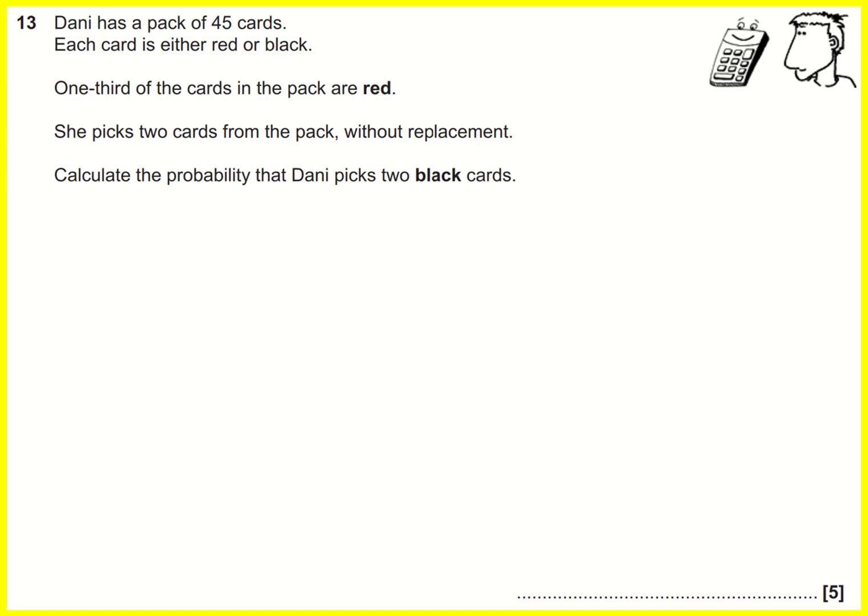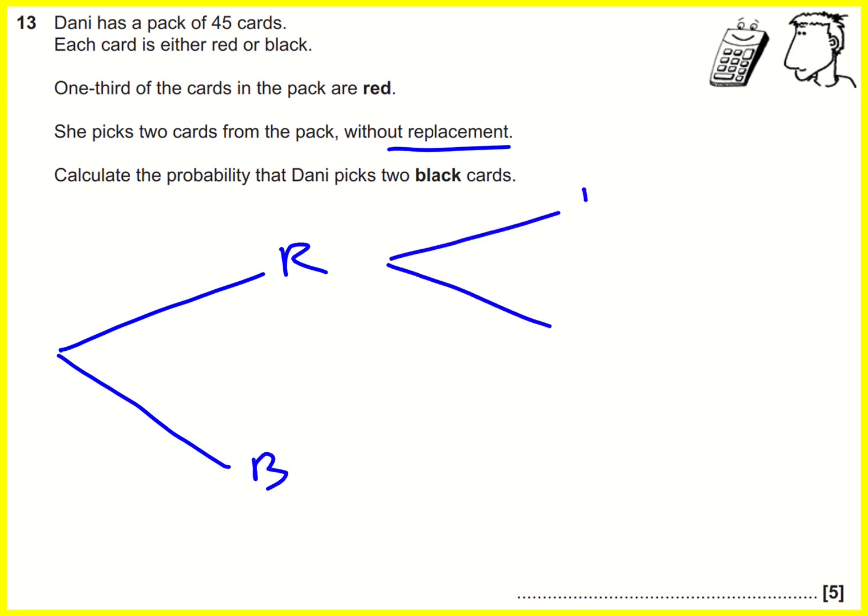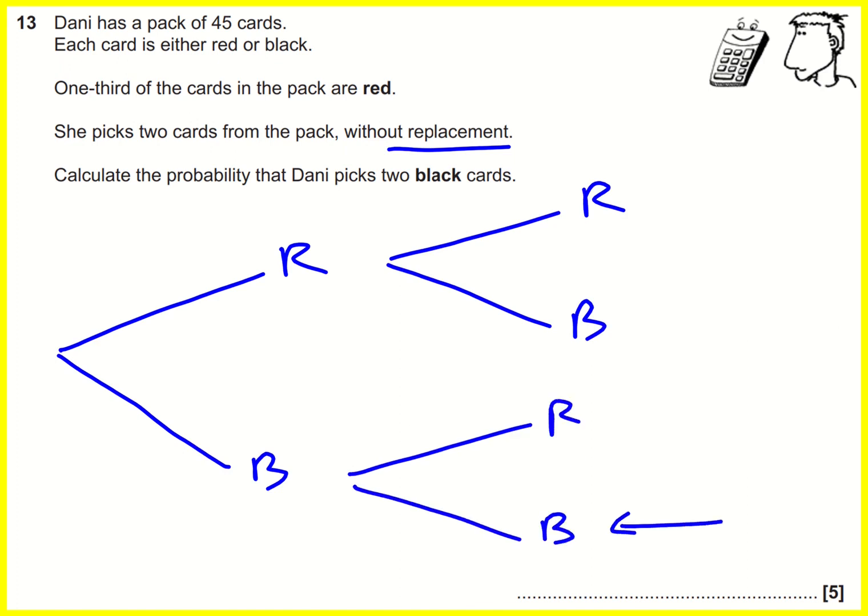Right, in this question, we've got probability without replacement. I think the best thing to do is get a tree diagram drawn. So we can either pick red or black, and then on the second pick, either red or black again. And what we're interested in is this route here. And you could even just focus on that, but I'm going to complete the whole tree diagram to try and make it clear what's going on.